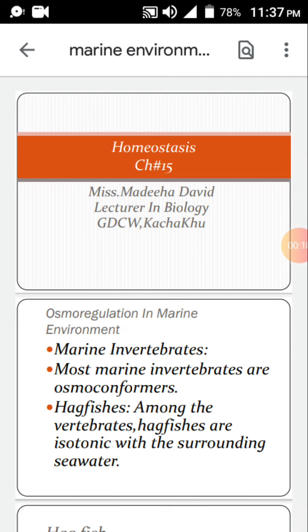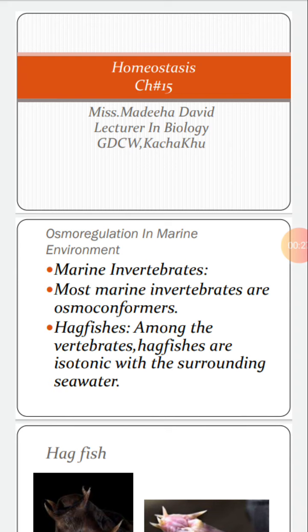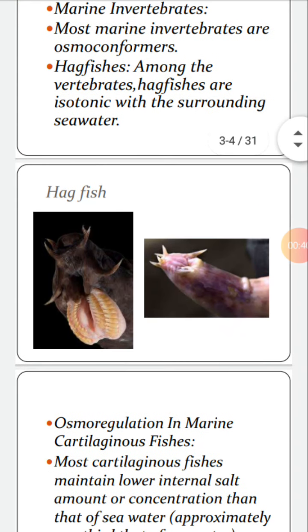Today in Homeostasis, you will learn about osmoregulation in different environments. First is the marine environment. There are different species living over there, like marine invertebrates. Most marine invertebrates are osmoconformers. Among them, some vertebrates like hagfish are also present. They are isotonic with the surrounding seawater. Images of hagfish.